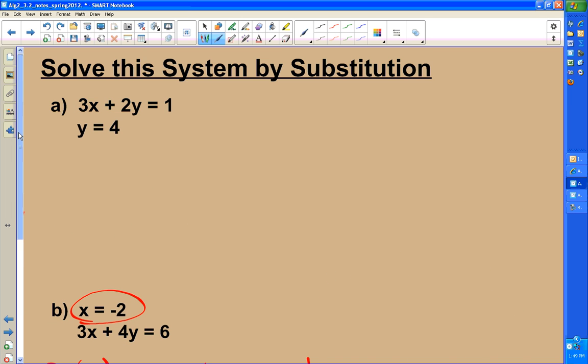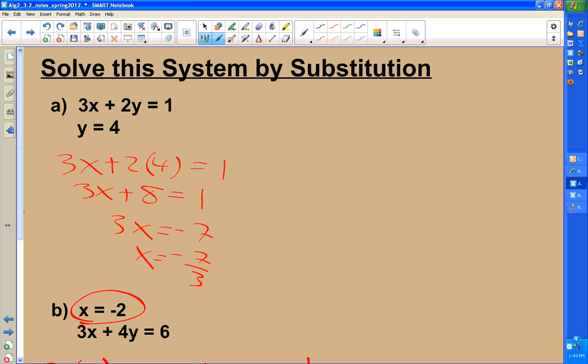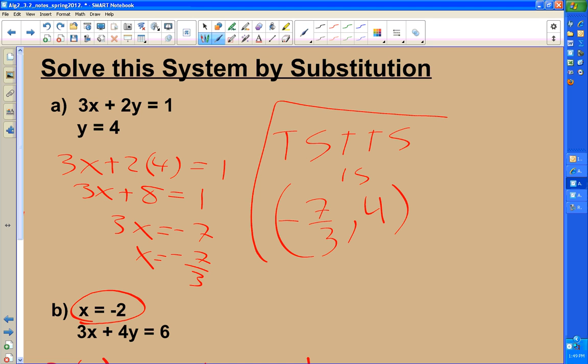How about this one? What do we do? Plug the 4 in. Where do you see the y? And solve for x. x equals -7/3. It's not that pretty, hard to get that answer graphically, but the solution to the system is -7/3, comma, 4. What kind of a line is y equals 4?